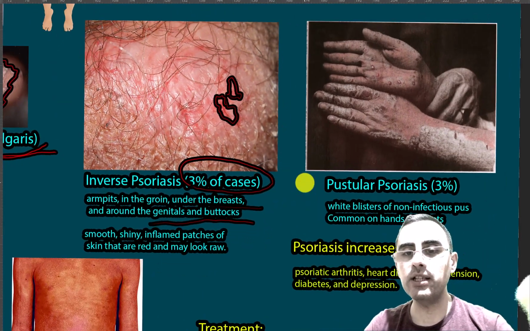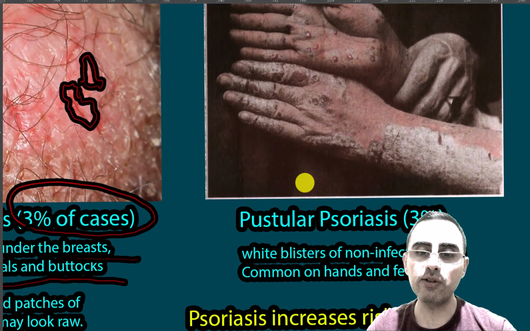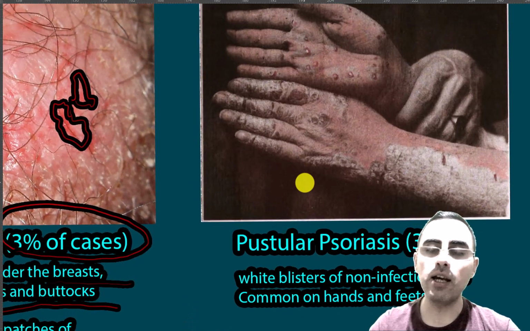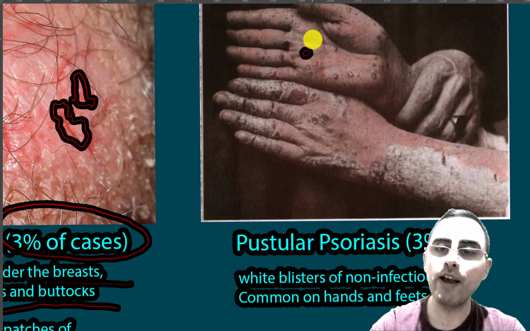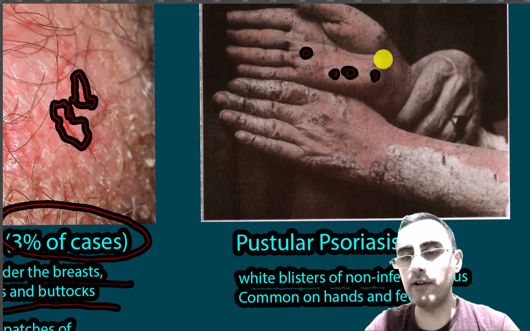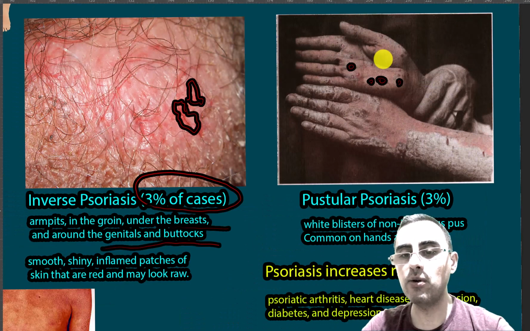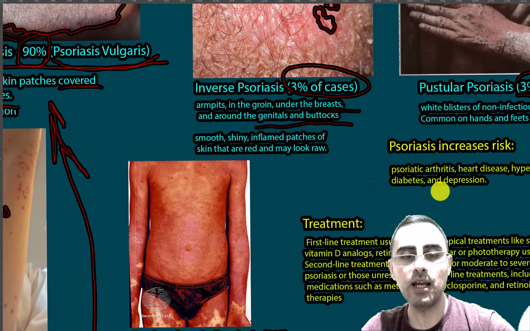Another form is pustular psoriasis. In case of pustular psoriasis, we have blisters which are non-infectious, and there is pus, but it's not an infectious type. You can see here. Usually pustular psoriasis develops on hands and feet, but it's rare also. It occurs in around 3% of cases.